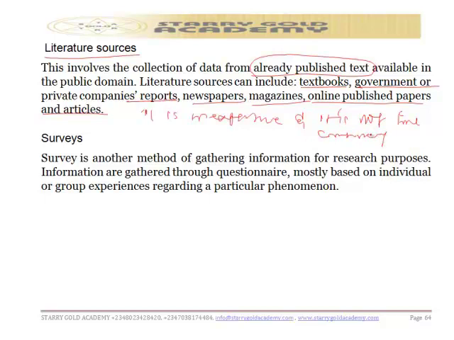Some people had already worked on it. It's just for you to pick and use accordingly. The second type is what we have as what? Survey. Survey is another method of data collection for research purposes. Information is gathered through questionnaires, mostly based on individual or group experiences regarding a particular phenomenon.